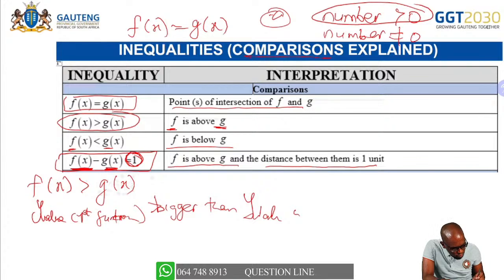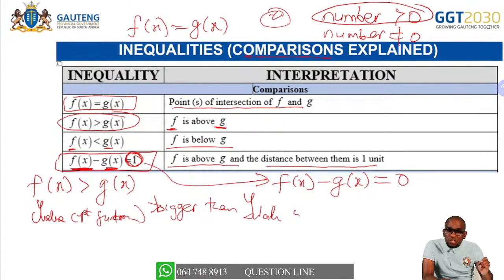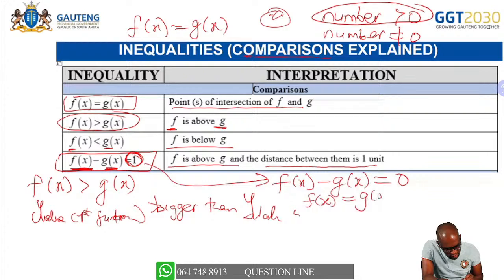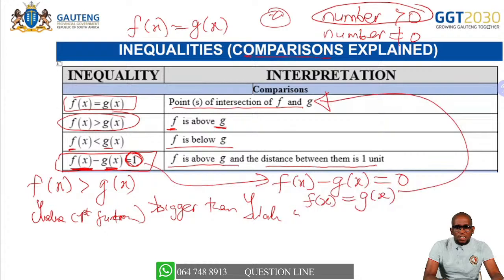However, if they were to put f of x minus g of x is equal to 0, you can read it as f is above g and the distance between them is 0, or you can simply transpose and say f of x equals g of x. So it takes you back to the point of intersection. So you need to be careful. You are looking at core comparisons. You are comparing the functions there.